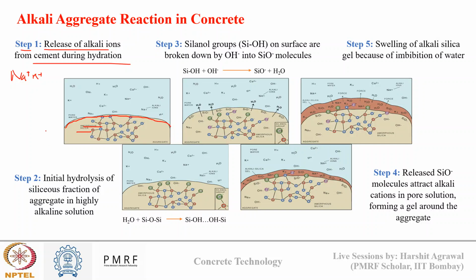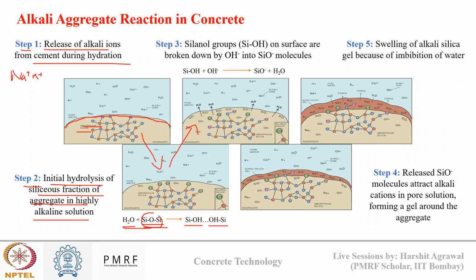Now, in the presence of this alkaline medium, the silica in the aggregates breaks down due to hydrolysis into silanol groups. So the Si-O-Si bonds which were there in the aggregates, in the presence of water, convert into Si-OH and Si-OH bonds. Okay, this is due to the presence of this amorphous silica in the aggregate. So step 2 is the initial hydrolysis of the silica fraction in the aggregate in the presence of highly alkaline solution. So this is step 1. Then we came to step 2.